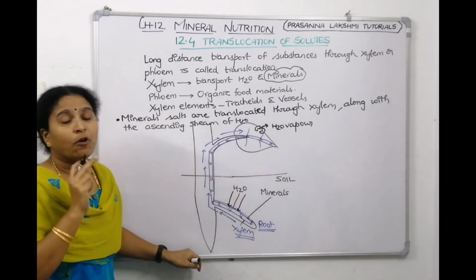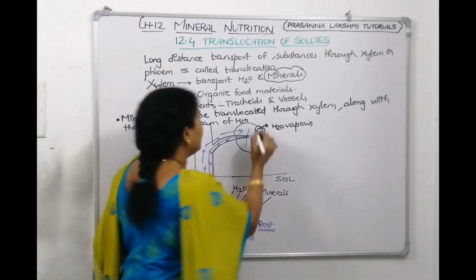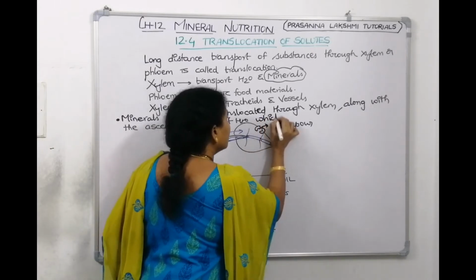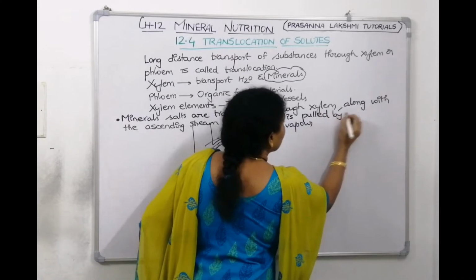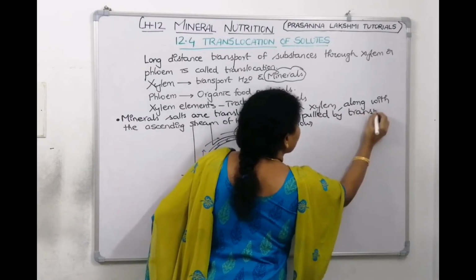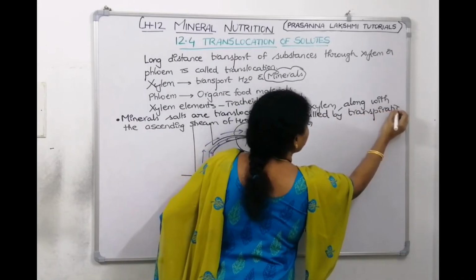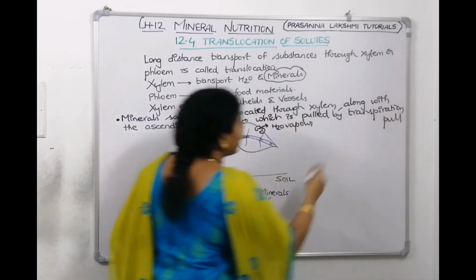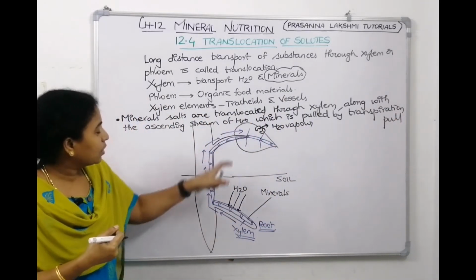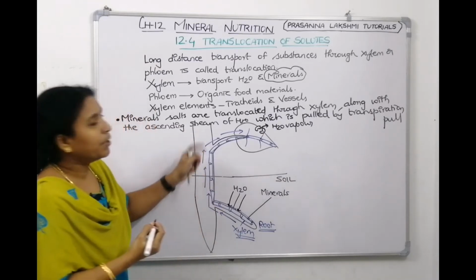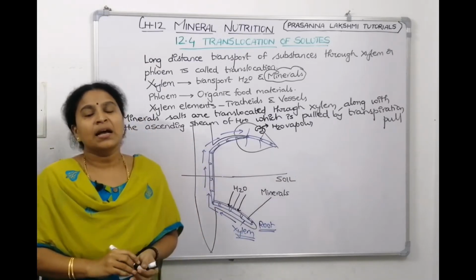The ascending stream of water is pulled by, we can write here, what is that called? Transpiration pull. Who is pulling the water? Transpiration is pulling the water. From the bottom, it is pulling the water. Because of that, ascending movement of water and minerals is happening.